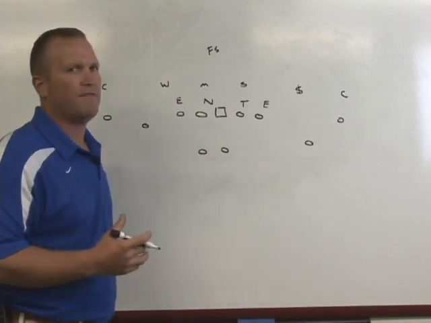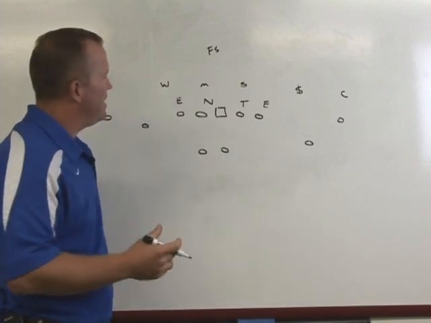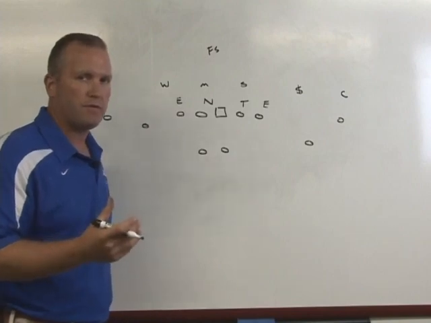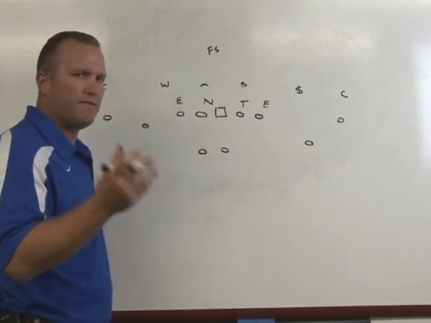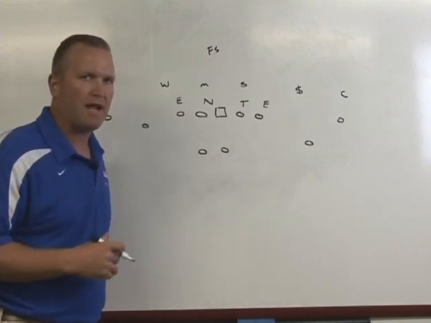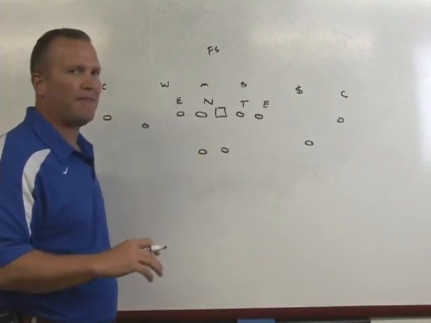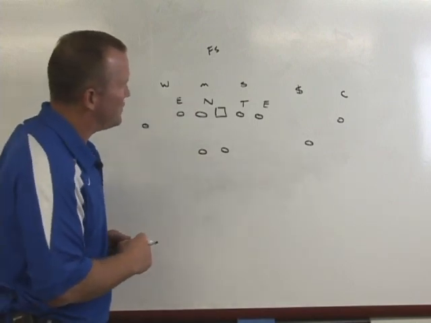When they start cheating defenders in the box and you're spreading them out, then you have to have the ability to throw the bubble screen, to force those defenders out of what we call the gray area, and force them to defend the width of the field, which is one of the philosophies of the offense.